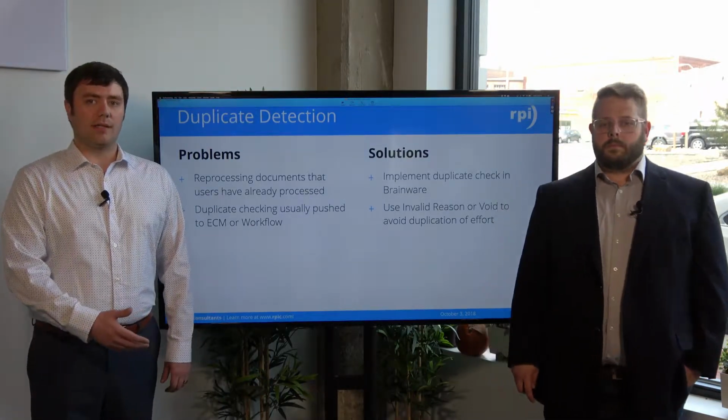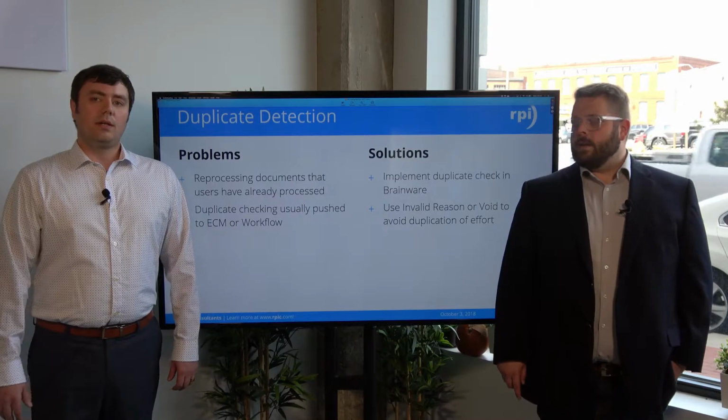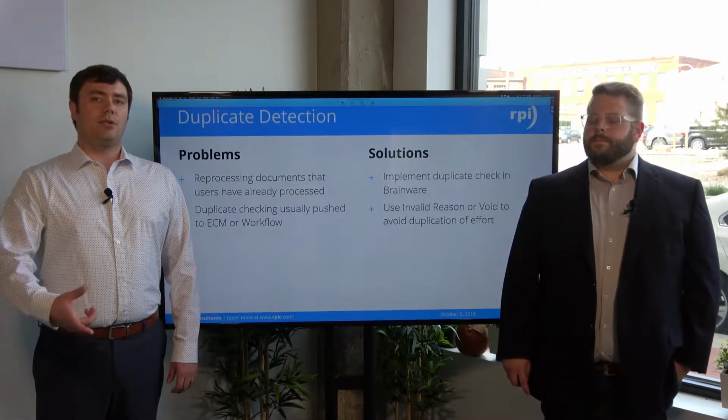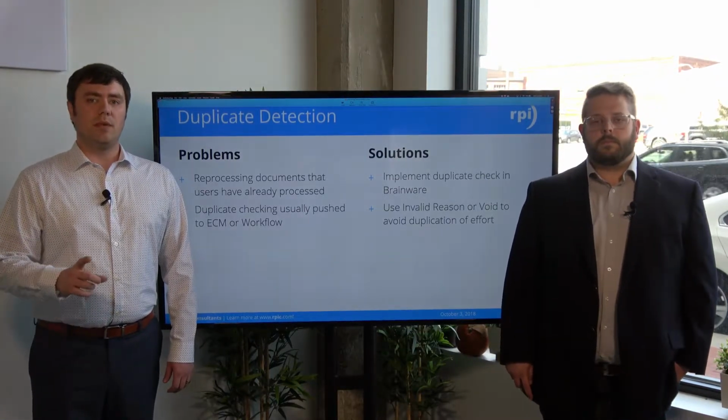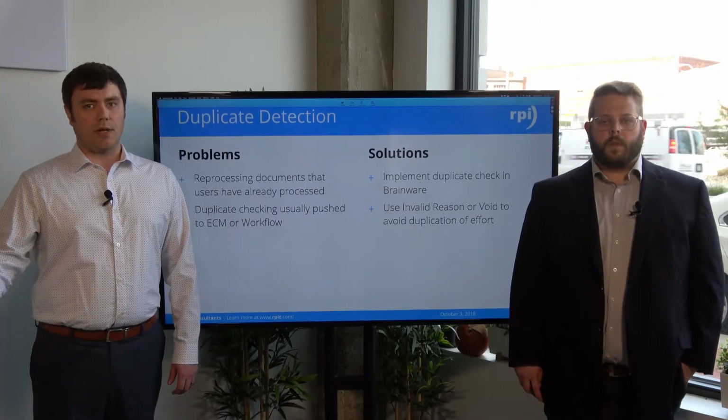So duplicates are generally handled in your ECM post-capture, but this is a problem because we're wasting time in the verifier process and the OCR extraction process. So if we can figure out how to identify those duplicates in the beginning, then we don't have to worry about spending the extra time to work later on.